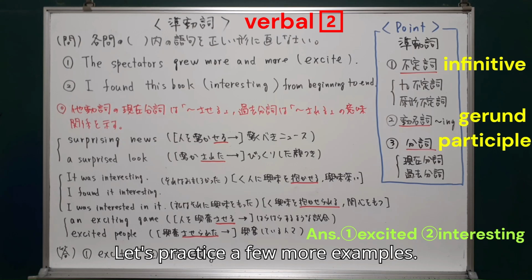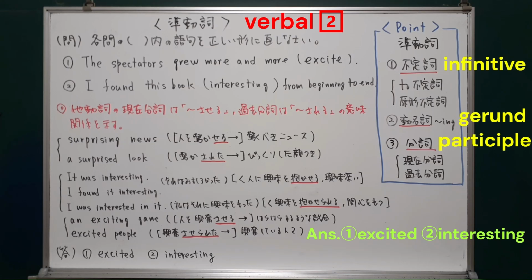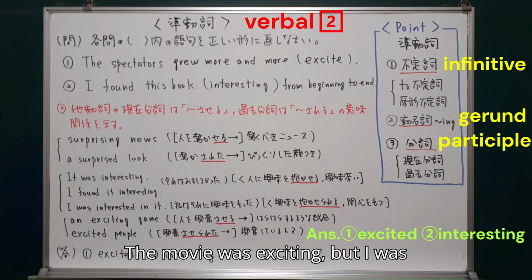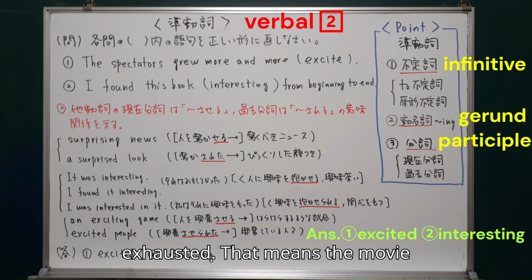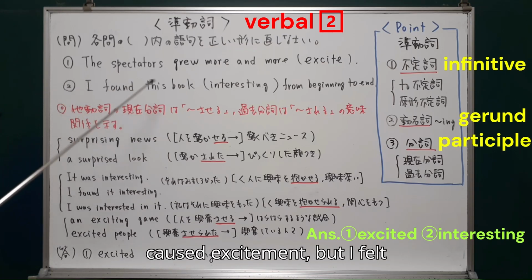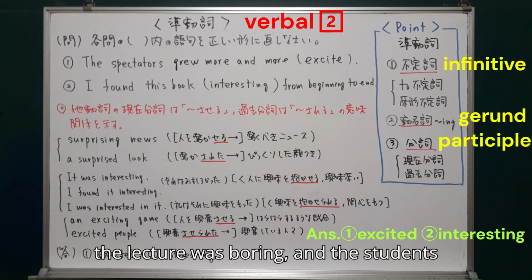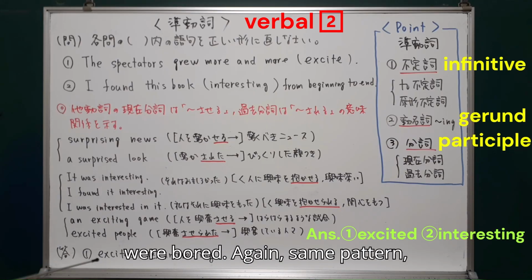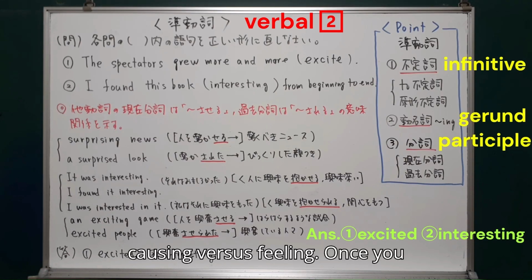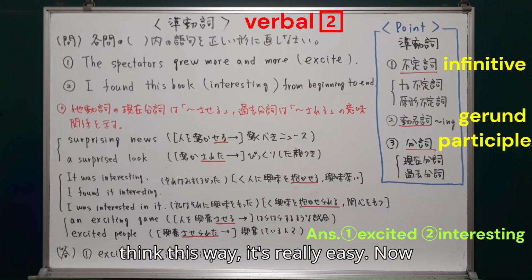That's a very good rule of thumb. Let's practice a few more examples. The movie was exciting, but I was exhausted. That means the movie caused excitement, but I felt tired because of it. Or, the lecture was boring, and the students were bored. Again, same pattern, causing versus feeling. Once you think this way, it's really easy.